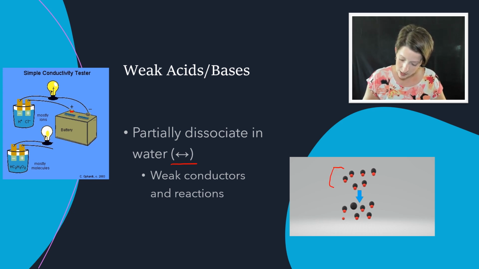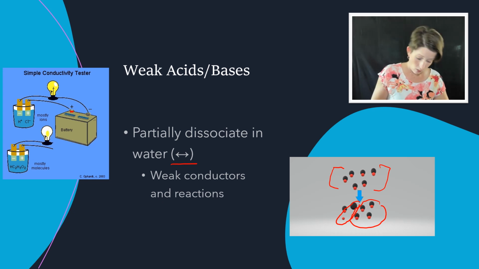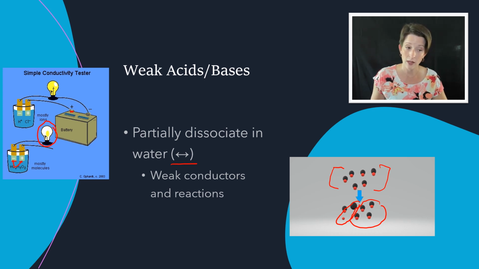Here in this image, we have our weak acid. When we go through and look at what's in the water, we still have some of that original acid that remains, and only some of it dissociated. So we have a lot fewer hydrogen ions and then the anion of that acid available. Because of that, it's not going to be able to turn that light bulb on as effectively because there's not as much movement of ions to either the anode or cathode.